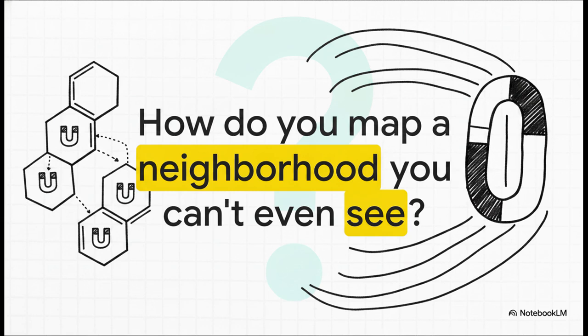Now, you might be wondering, how exactly do you map a neighborhood you can't even see? Well, we map it by observing how the inhabitants, the protons themselves, talk to and essentially sense their next-door neighbors on adjacent carbon atoms. In NMR spectroscopy, these protons act like tiny little magnets. When you put them in the massive magnetic field of an NMR machine, these magnets will either align with the field or against it. But the kicker is, they aren't isolated. They can actually feel what the proton on the very next carbon atom is doing.